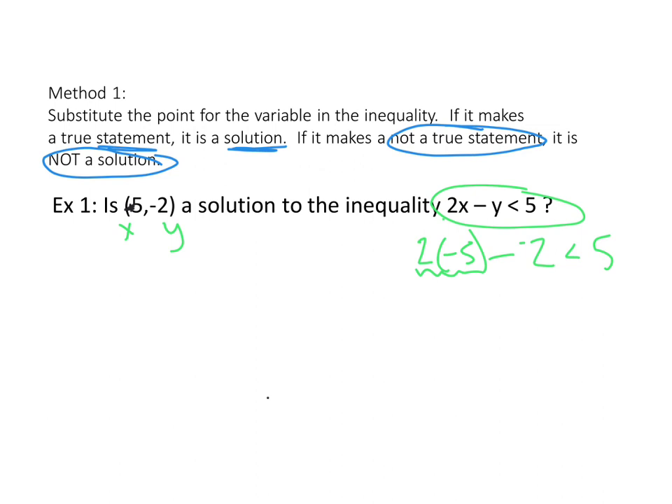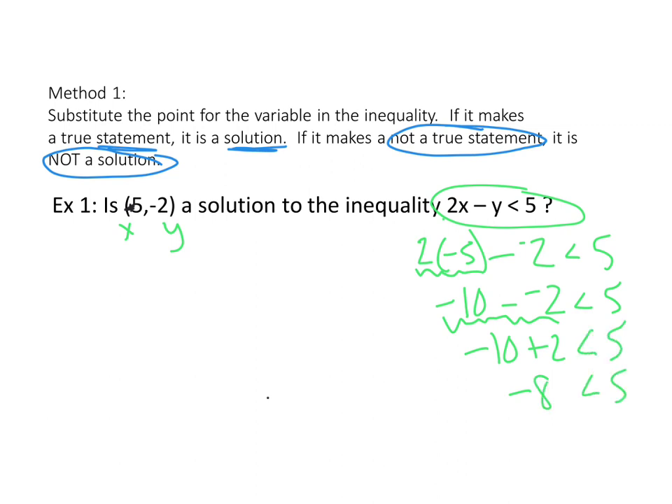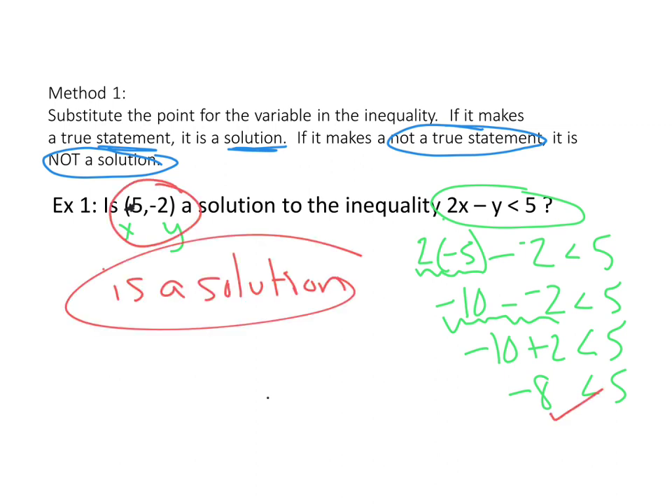So 2 times -5 is -10. Then we're going to subtract -2, bring down that less than 5. -10 minus -2, well, that's the same thing as -10 plus 2, which is -8. We'll bring down that less than 5. Well, -8 is less than 5. That is a true statement. So that means that (-5, -2) is a solution to our inequality.